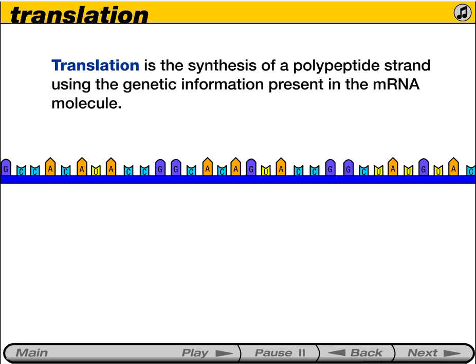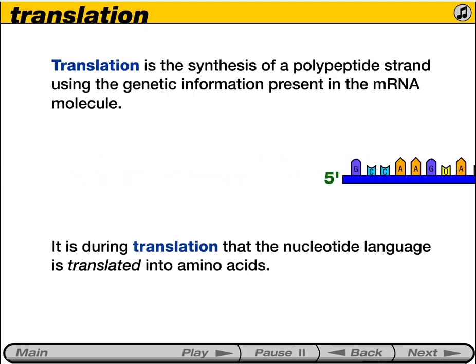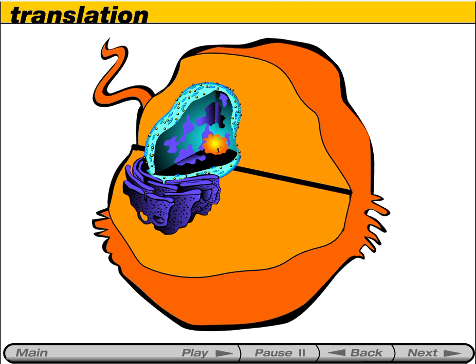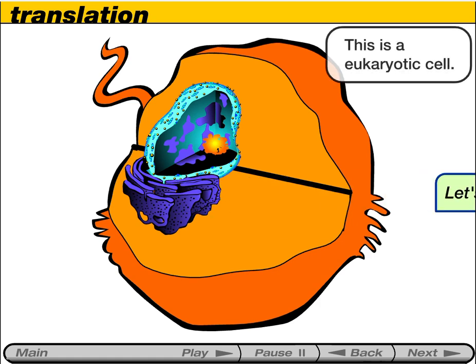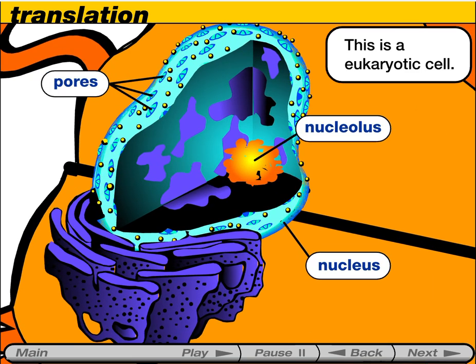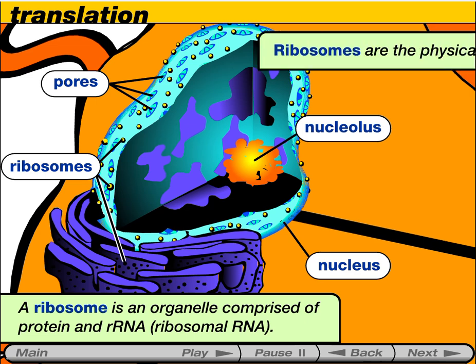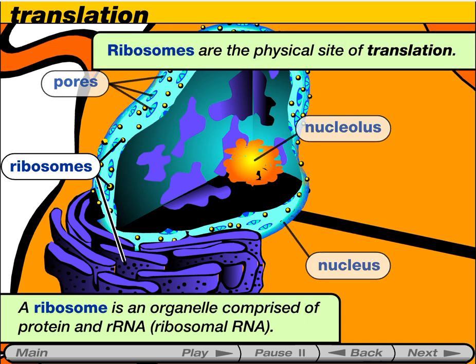Translation is the synthesis of a polypeptide strand using the genetic information present in the mRNA molecule. It is during translation that the nucleotide language is translated into amino acids. Let's take a look at our environment. This is a eukaryotic cell. A ribosome is an organelle comprised of protein and rRNA. Ribosomes are the physical site of translation.